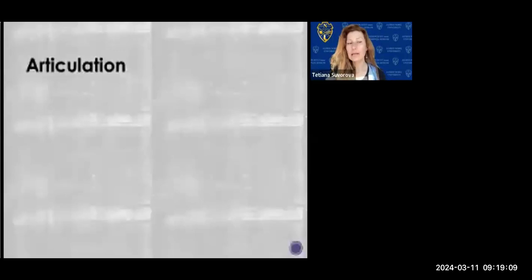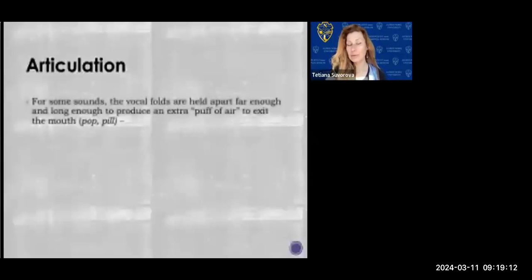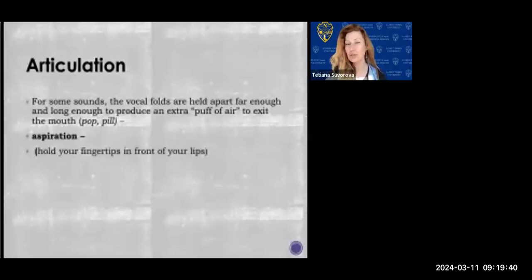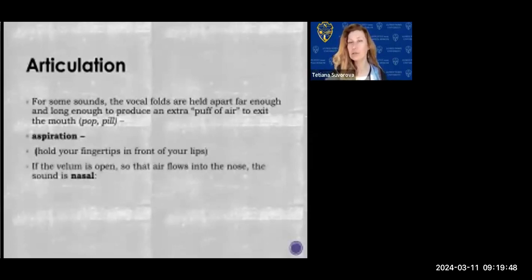Well, then certainly when we describe the articulation of each sound, we speak about vocal folds which are held apart far enough and long enough to produce an extra puff of air. In this respect, we speak about, for instance, such sounds as pop, pill, and here we speak about aspiration. And you can hold your fingertips in front of your lips and try to feel that puff of air. And in this respect, we create this aspiration which is absent in, for instance, the Ukrainian language.